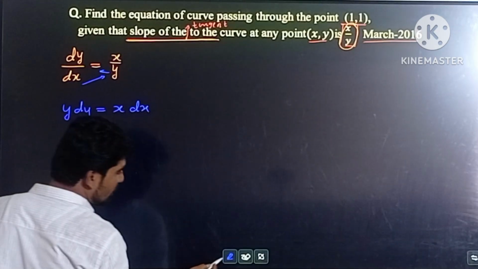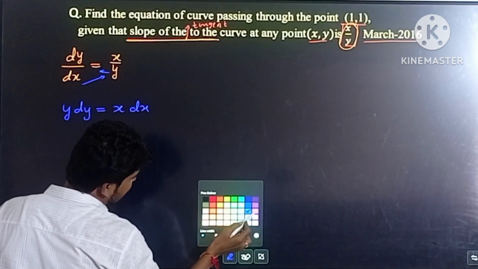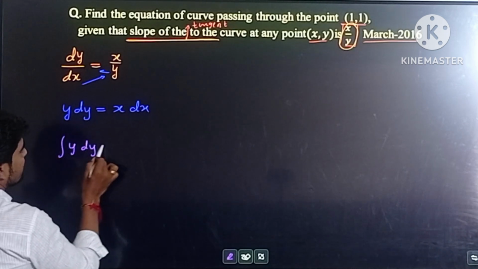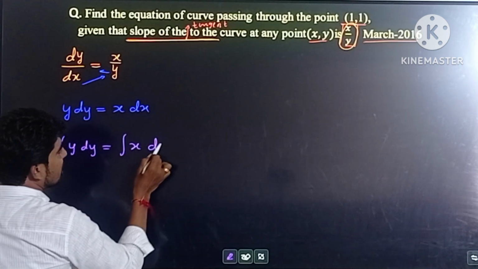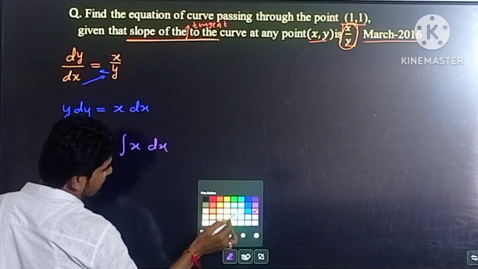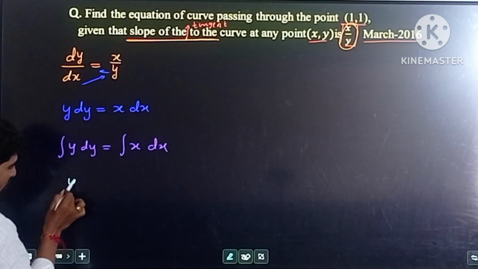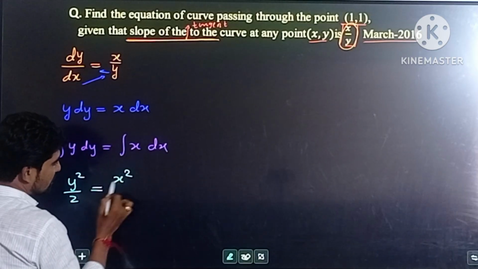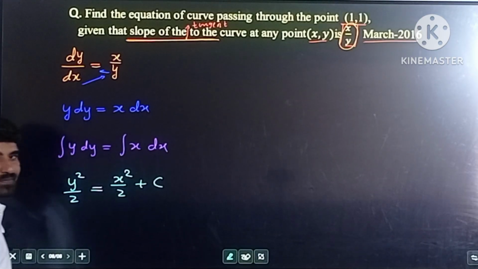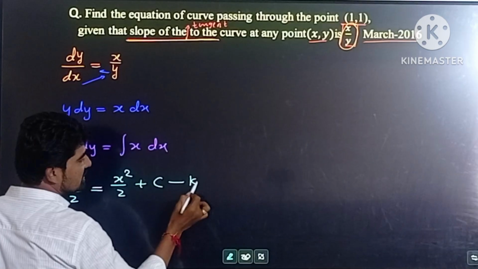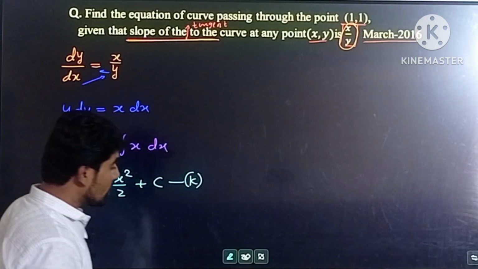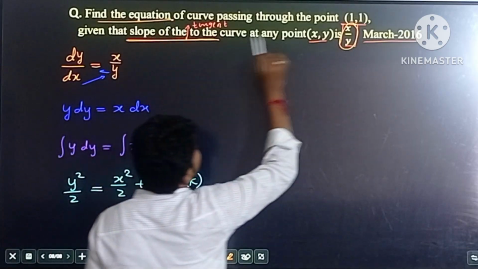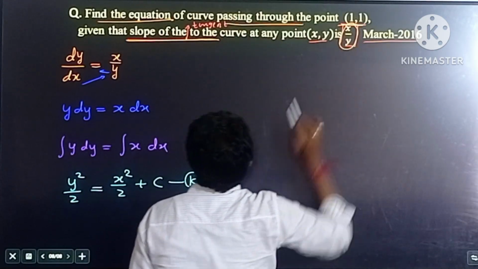So we separated the variables and then integrate either side of the equation. Integration of y dy is equal to integration of x dx. As you know, integration of y dy is y square divided by 2 equal to integration of x is x square by 2 plus c. And let's say this is equation k. And he has given one more piece of information in this question. What is that? The required curve passes through the point 1 comma 1.